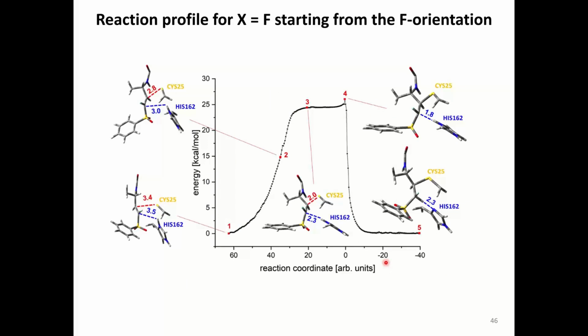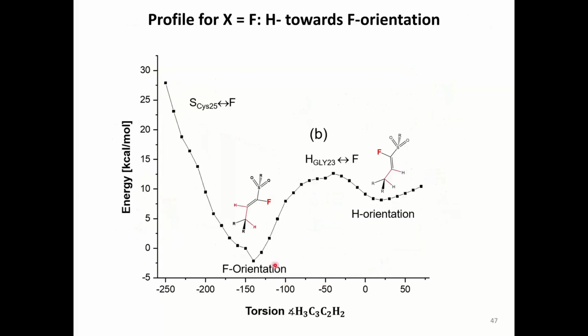Now we saw that when we react from the fluorine position, then we have a higher barrier. So we thought, okay, perhaps if we rotate the fluorine to the hydrogen position, perhaps the reaction is easier. So what we first made, we started from the F orientation, and then more or less stepwise we changed the dihedral angle, and then we moved over this barrier here, and then we ended up in the H orientation.